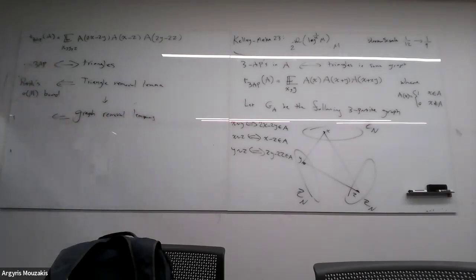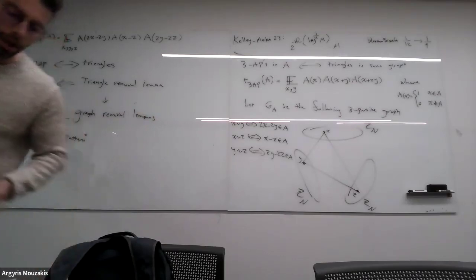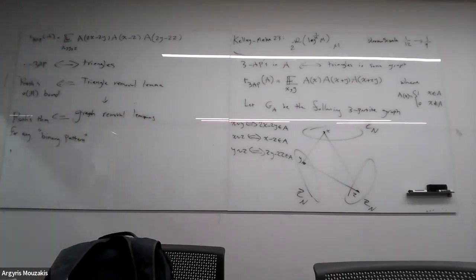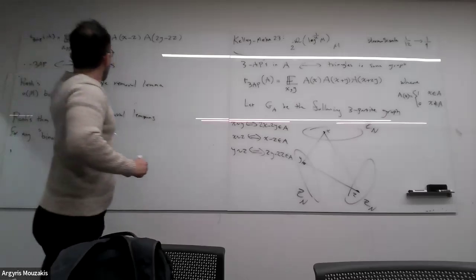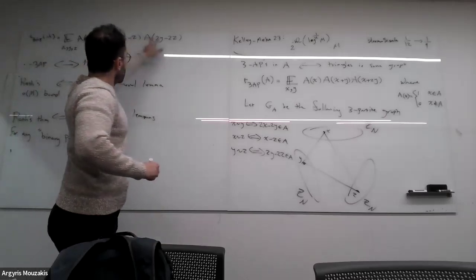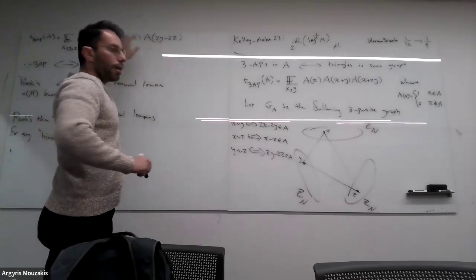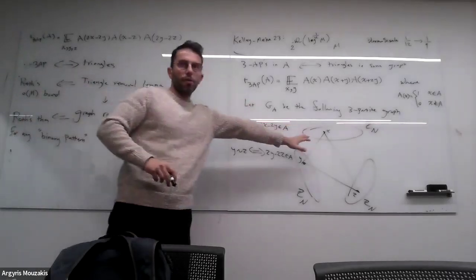And they imply, if you use this kind of construction, you get Roth's theorem for any binary pattern. Now, what is binary? I'm not going to formally write a definition, but if you look at this thing, 2x minus 2y, x minus z, 2y minus z, 2z, it had some properties that gave us this graph.